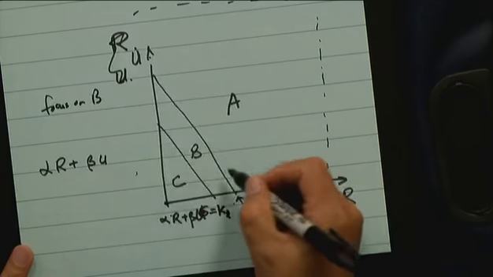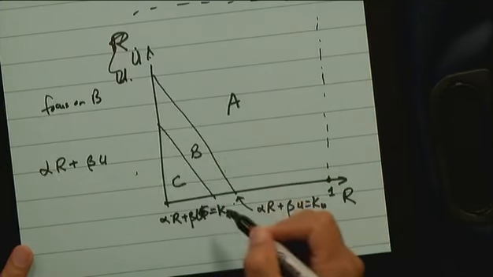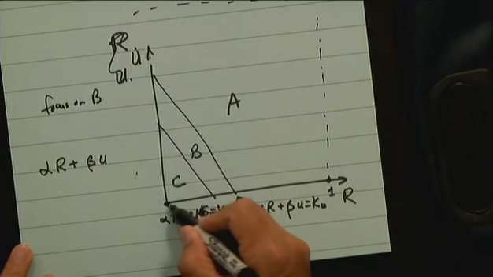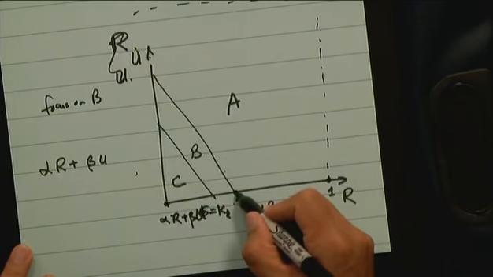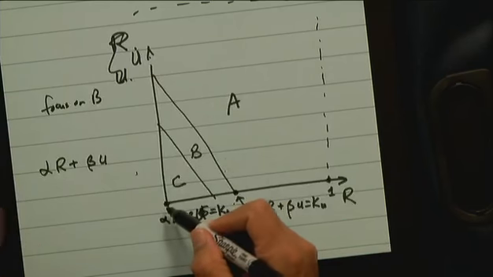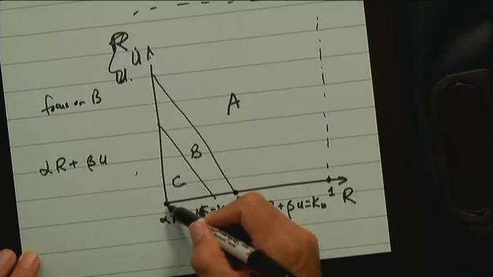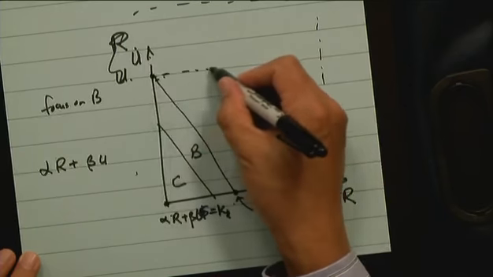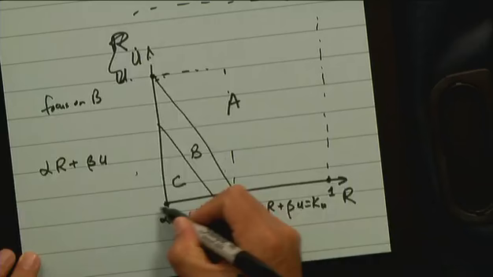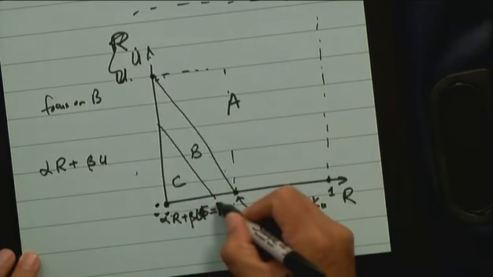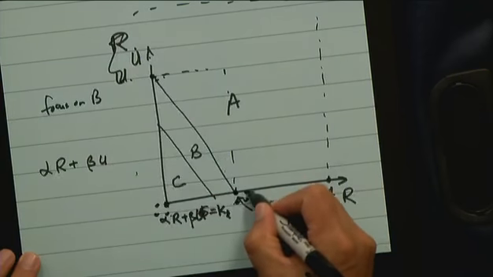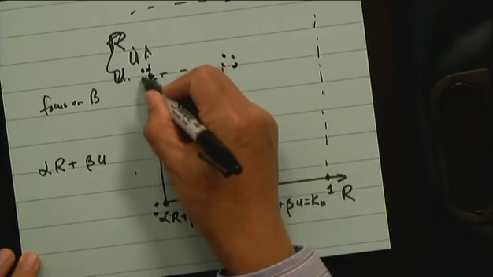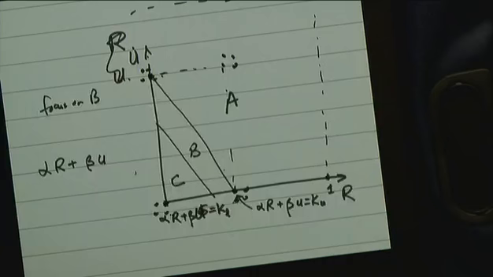Focusing on B, the extreme point on the R dimension is here: this is minimal, this is the max. On the U dimension, this is minimal, this is max. So what you end up with is something like this. You get points here, here, and here. So those are your EPC points.